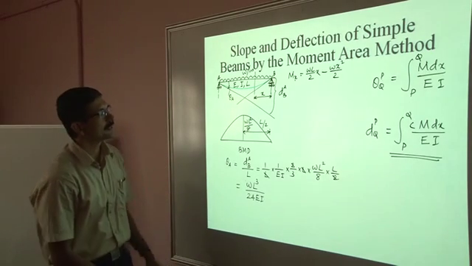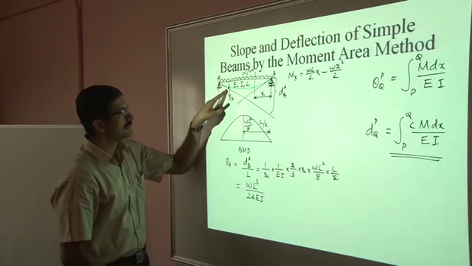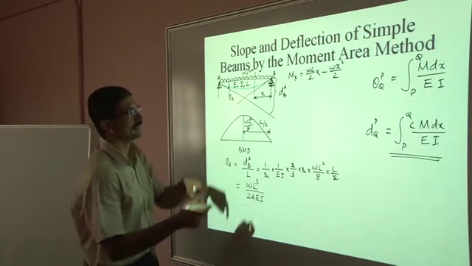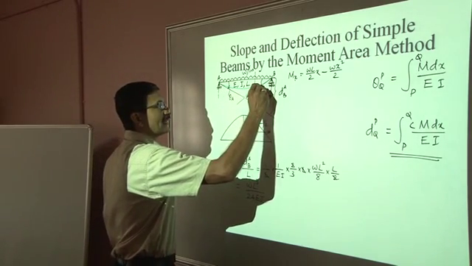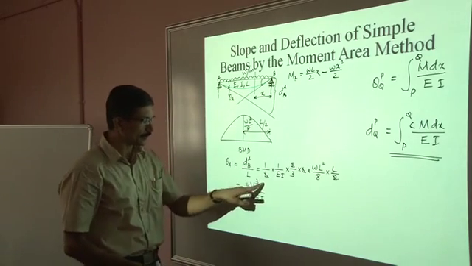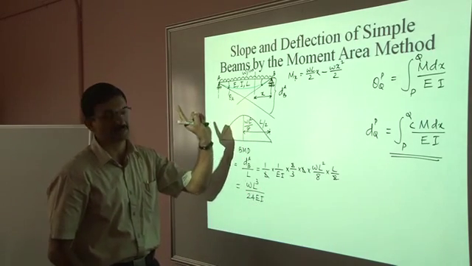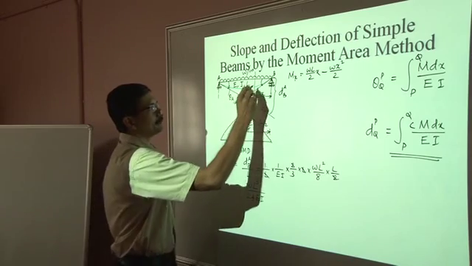You can observe that the slope at this end is clockwise and the slope at the other end is anti-clockwise, and the number is equal to W L cube by 24 EI because of symmetry in this case. So theta A and theta B are same but with opposite signs.